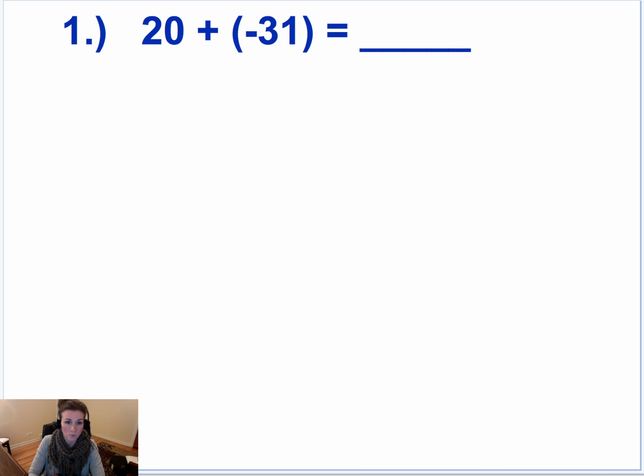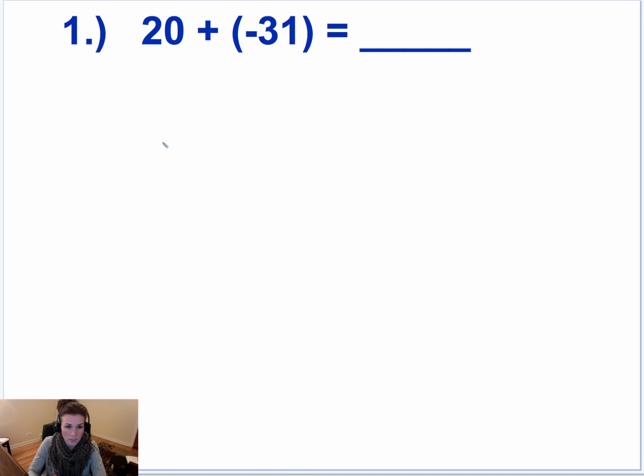So take a look at our first problem. We have 20 plus negative 31. This is an addition problem, so we don't have to change anything. We just have to ask, should we do same sign combine or different signs find the difference? 20 is positive, negative 31 is negative. So it's different signs, so we want to find the difference between 20 and 31.